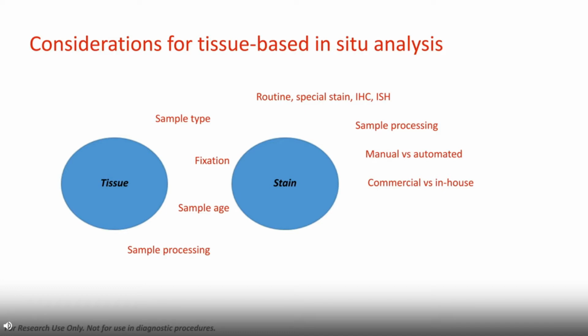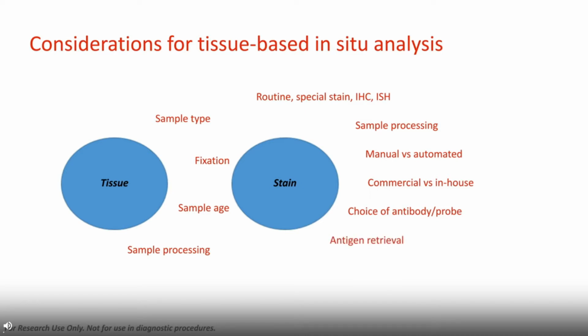And then also, if we're looking at more specific techniques such as immunohistochemistry and in situ hybridization, what's our choice of antibody? What's our probe design choice? This can have a significant impact on how sensitive and specific our assay will ultimately be. And this can be affected by the antigen retrieval method we choose.